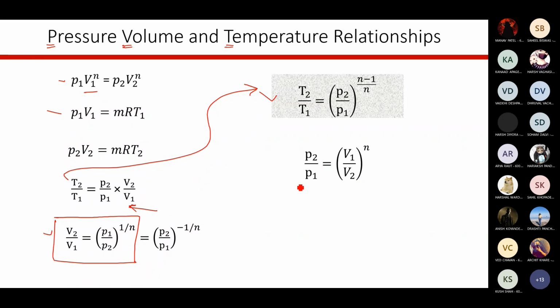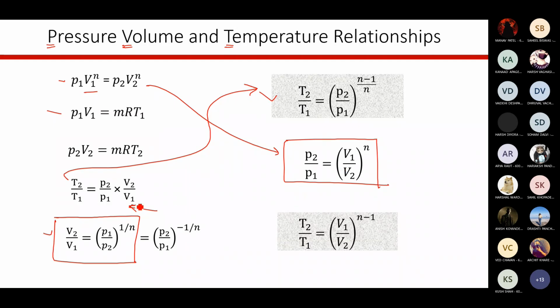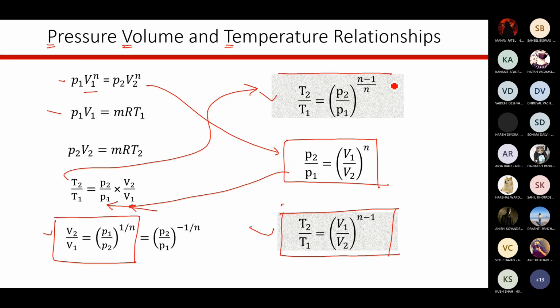This is important. So P2 by P1 is V1 by V2 raised to n. Now this is written using the same expression. Instead of writing this V2 by V1 ratio, I'm writing the P2 by P1 ratio, so it is V1 by V2 raised to n. We know this. Now, this time you have to replace this P2 by P1 ratio here and write the right hand side in terms of the ratio, either V1 by V2 or V2 by V1. So you can write this as a minus 1, V1 by V2 raised to minus 1, and then put P2 by P1 as V1 by V2 raised to n here, and then you will get this expression. So T2 by T1 is V1 by V2 raised to n minus 1. So these three relations are important.